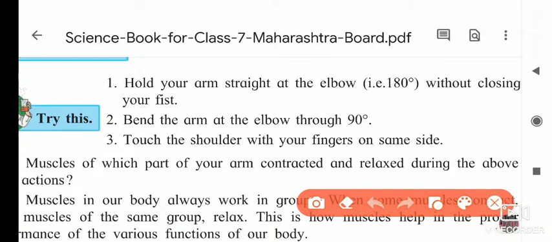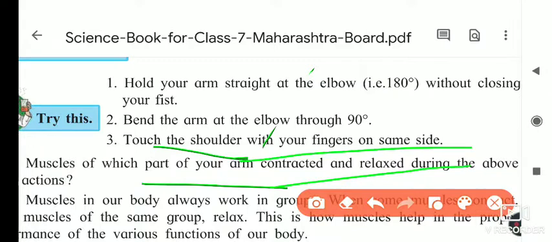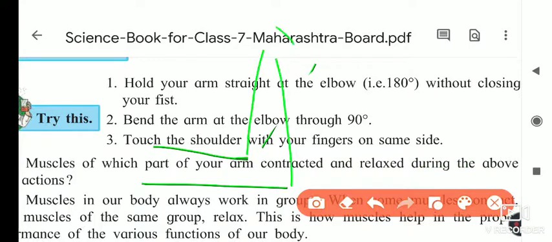Then slowly we take our hand. First of all, we make it open in this way, in a relaxed position. This is our hand, and suppose this is the finger. Now we take our hand to 90 degrees inside. So my hand is here now, in the 90 degrees position. Now we have to touch our shoulder with our fingers.